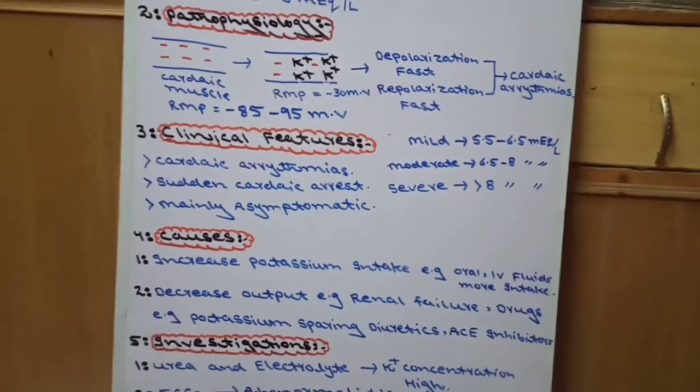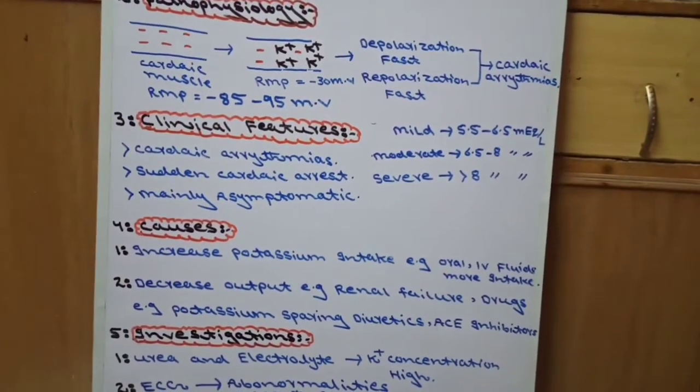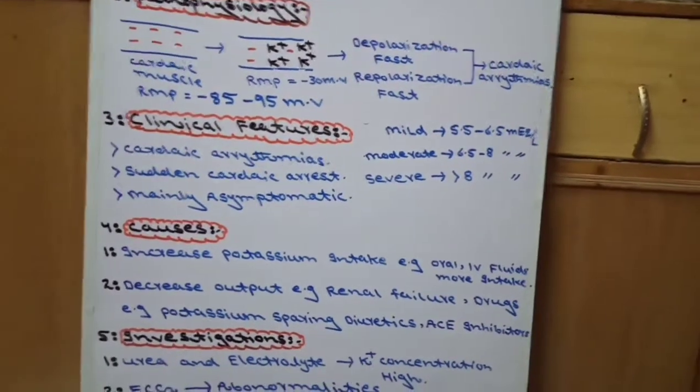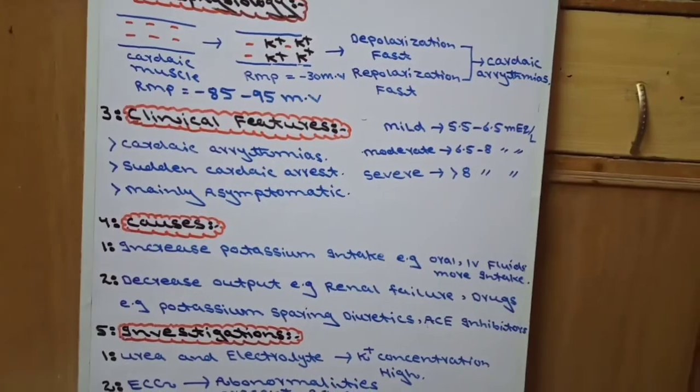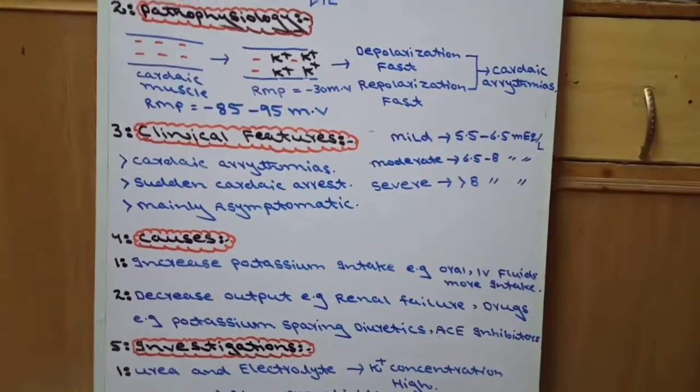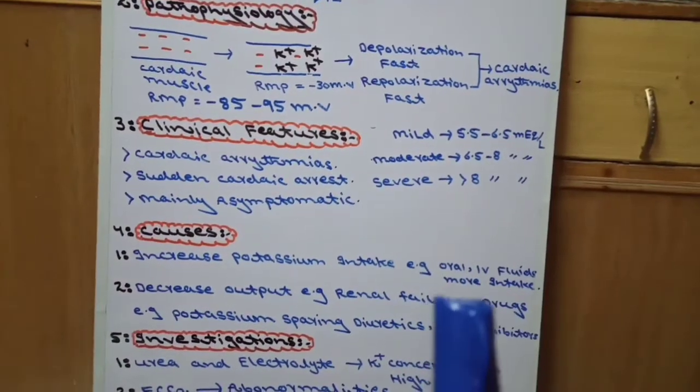Like if we take more IV dextrose saline fluids, there will be hyperkalemia, because dextrose saline has potassium concentration. The first cause is increased potassium intake, for example, more intake of oral or IV fluids.